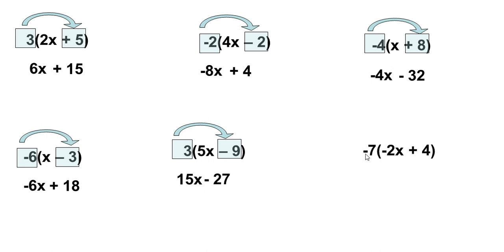Last one, negative 7 times negative 2x gives me a positive 14x. Negative 7 times a positive 4, my answer is a negative 28. That's going to be written as minus 28 since it's negative.